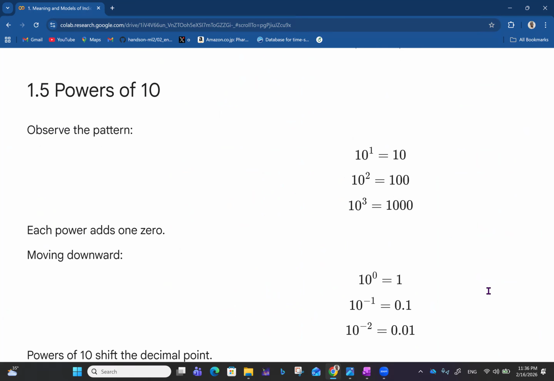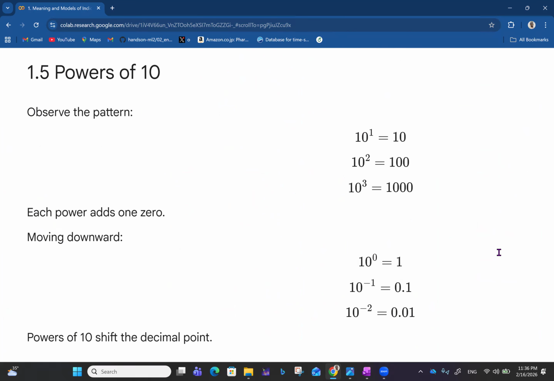And now let's talk about the powers of 10. That's a very special one. Sometimes to simplify your calculations, you want to find a way of making 10 involved in the story, right? So observe this pattern. 10 raised to the power 1 is 10. Of course, 10 raised to the power 0 is 1.